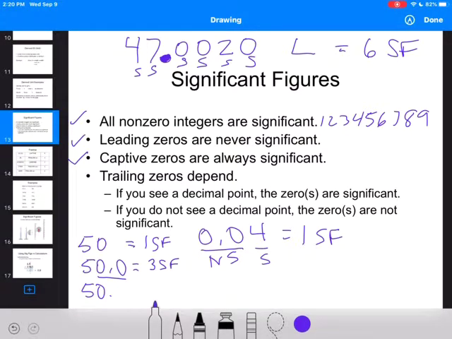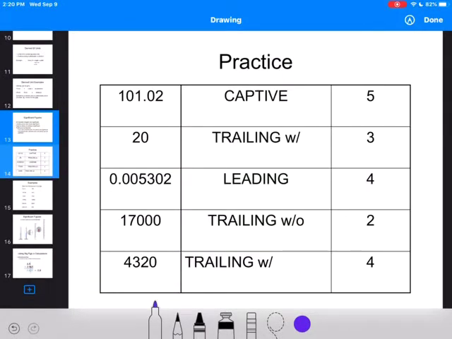Now, only in analytical science class like chem or physics will you see a value like 50 written like this. Here the reader wants to tell you with very, very, very much emphasis that this value needs to have 2 significant figures. Again, my 0 at the end is trailing, but it is significant because I do see a decimal point. So let's take a look at some practice.